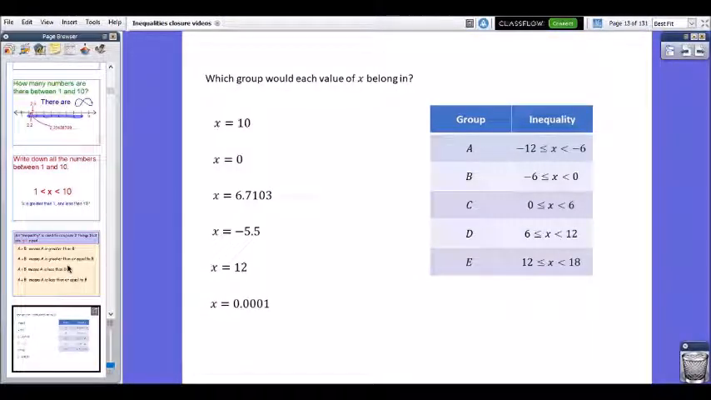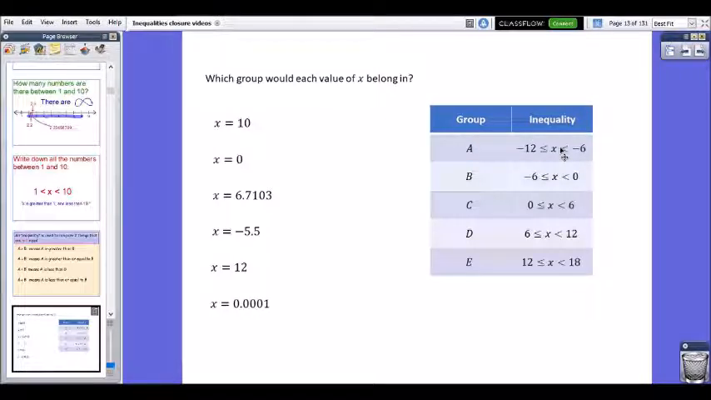Okay, so let's put this to the test then. For each of these values of x, I want you to decide which group it belongs in. So let's do the first one together. If x is 10, could x fit into group A? Well, group A, with this inequality notation, means that x is greater than or equal to negative 12, but it's also less than negative 6. Does 10 fit in that category?